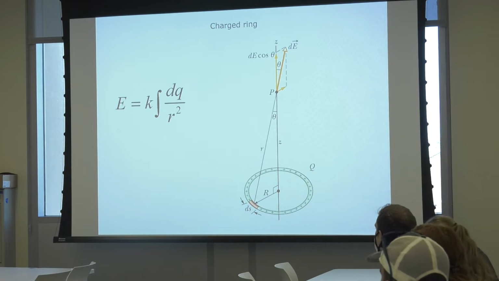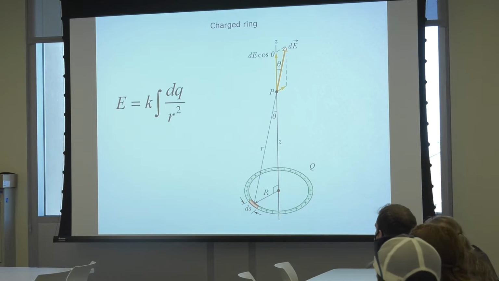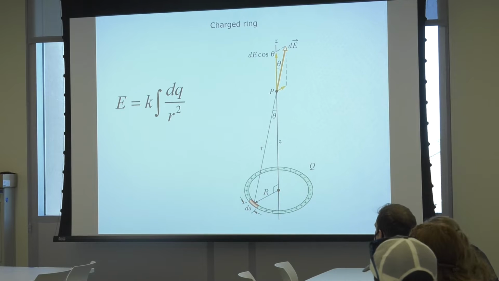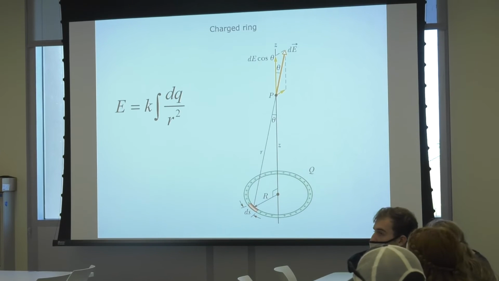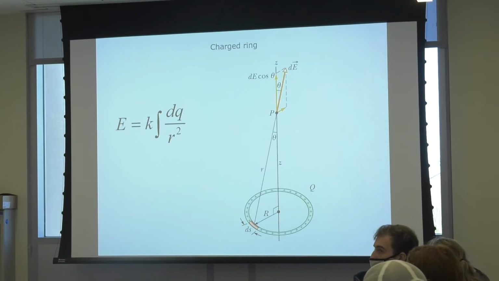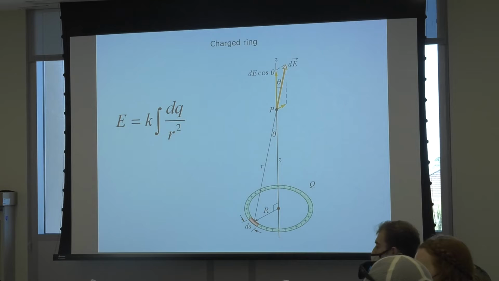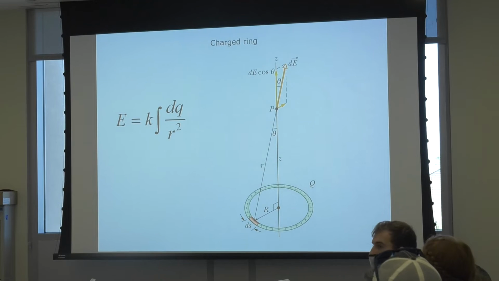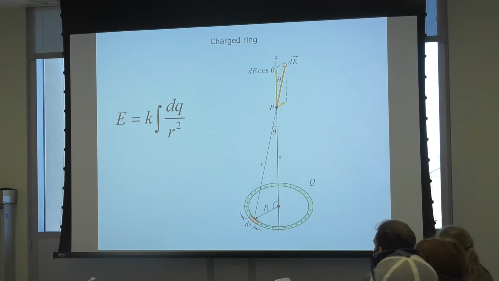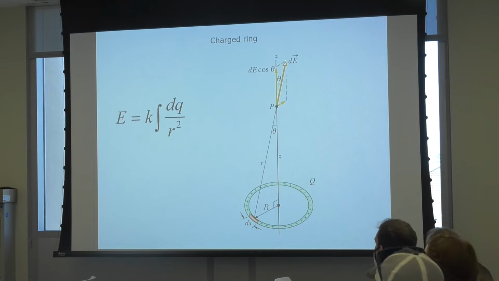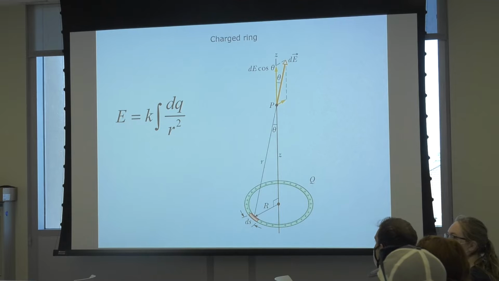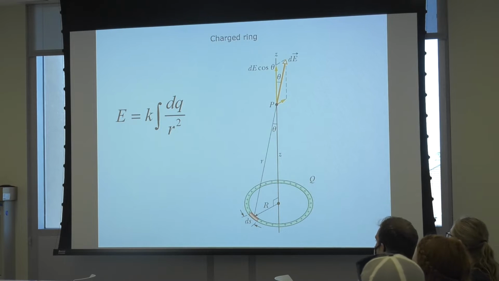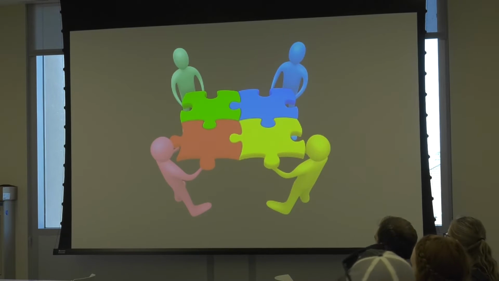What is going to be the direction of the net E field at point P? You should think about this. What's the answer? What's going to be the net? Straight up, right? Because what's going to happen to all, like what's going to happen to this one? Because they're all going to cancel. Now do you see why I showed you that?